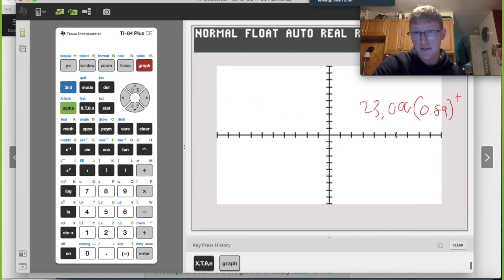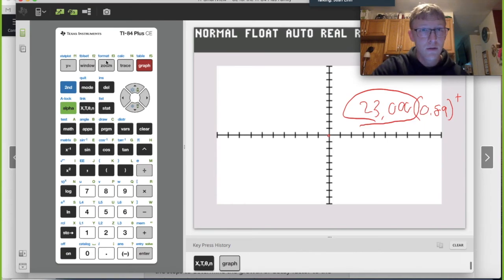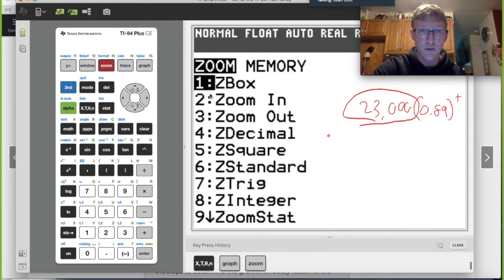So I can't see it. The reason that we can't see it, and I'm just looking at based on our characteristics that we learned, means that it is probably a much larger equation. So at x equals 0, this is at 23,000. My window is like 1 to 10. So I can either zoom out.